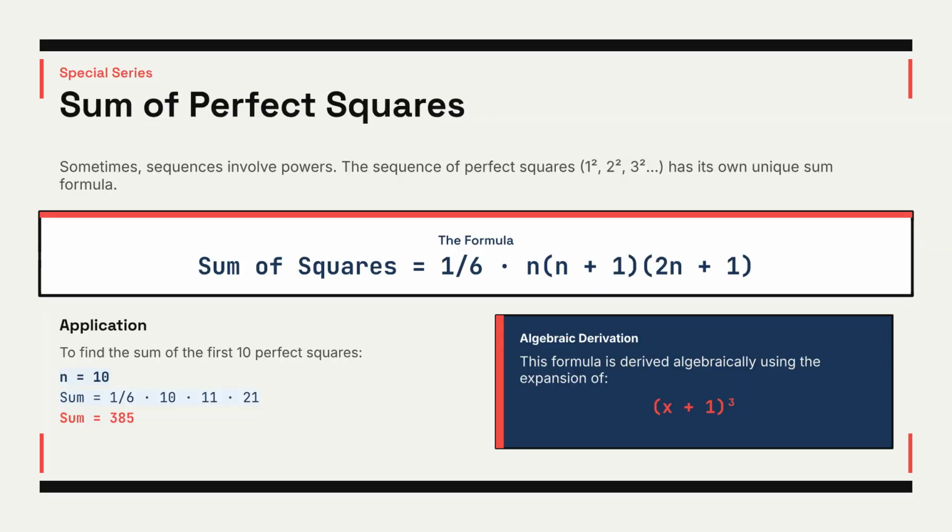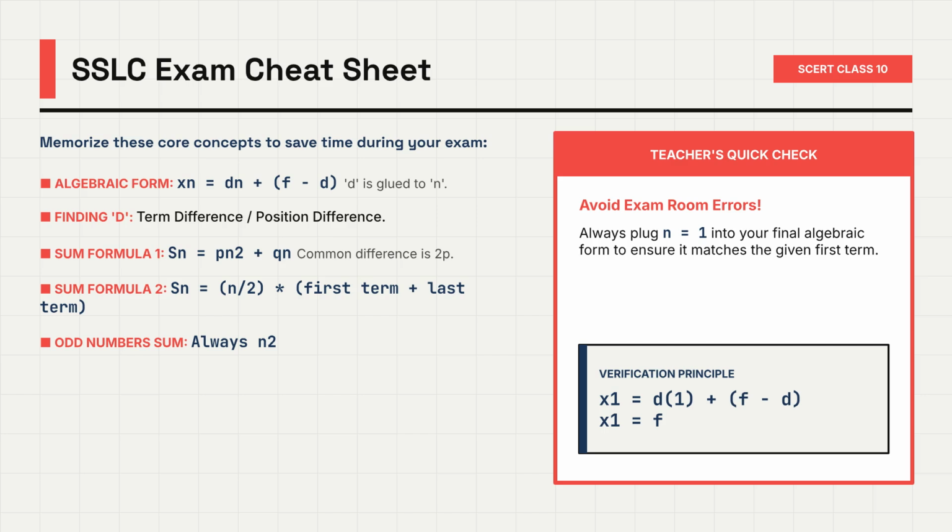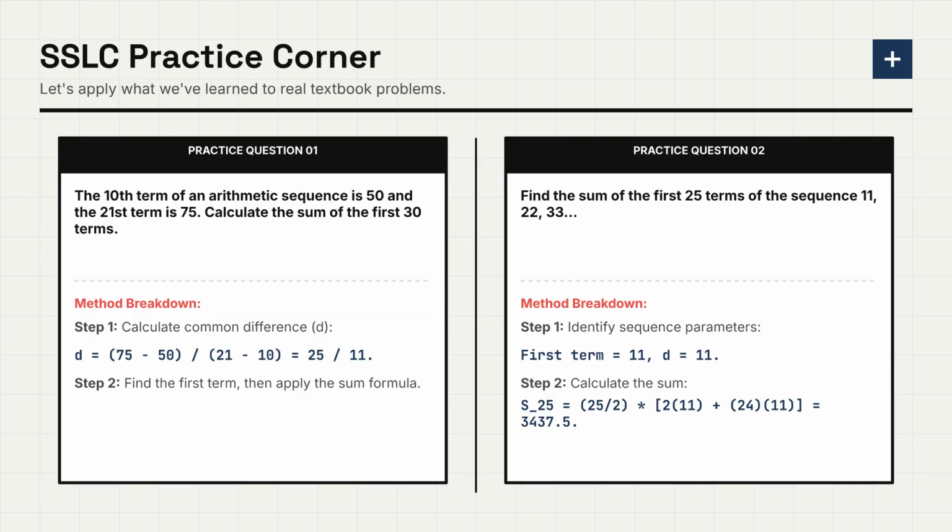For sequences involving powers like perfect squares, there is a specialized sum formula involving 1/6 times n plus 1 times 2n plus 1. Use this cheat sheet to memorize core concepts. Always remember to verify your work by plugging n equals 1 into your formula to ensure it matches the first term. Finally, apply these techniques to practice problems.